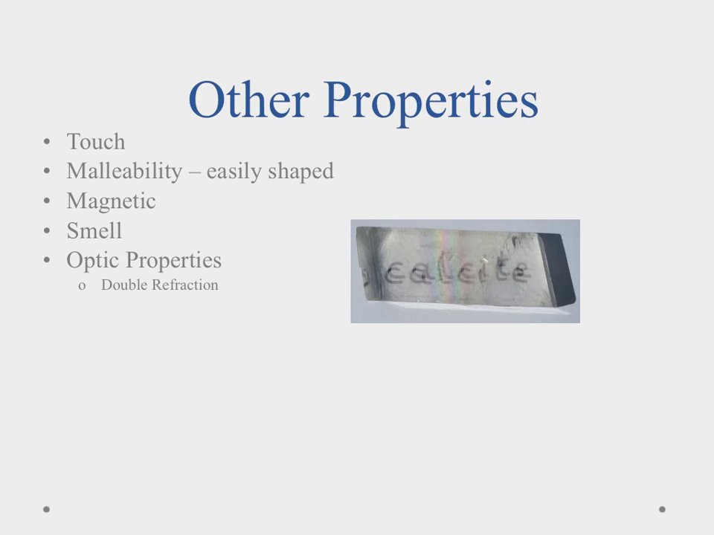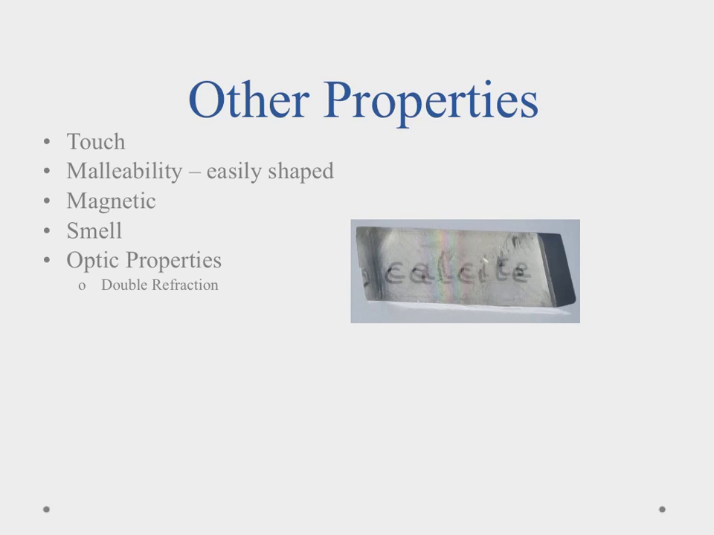And then we have some other properties that are out there. Some of them, by the way they touch, they feel. Some may feel greasy, some may feel slimy. Malleability means they're easily shaped. If you take gold, you can change the shape of it, so it's malleable. Metals, you can do this. Some of the other ones, if you smashed a diamond with a hammer, it would just shatter, whereas if you smash gold with a hammer, it'll flatten out.